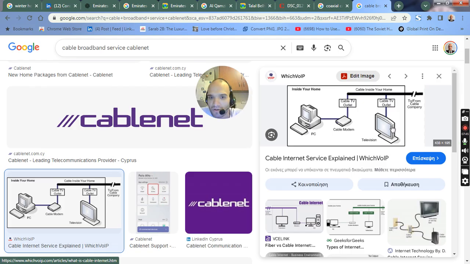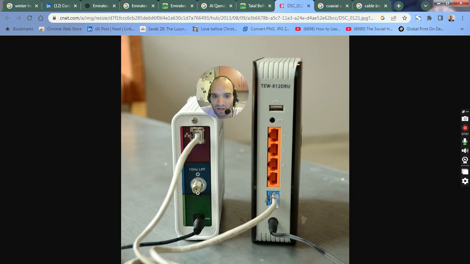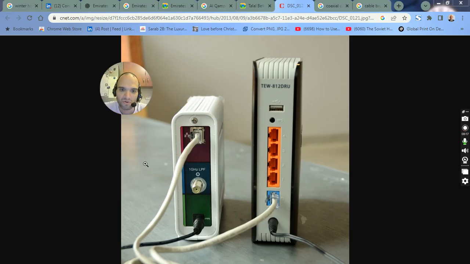So you see, at first, at the cable modem, we are going to have a coaxial cable from the outside of the house, from the network of the company, and after all, we are going to receive Ethernet access from a regular telephone cable, the well-known RJ11. So this is the process in essence.